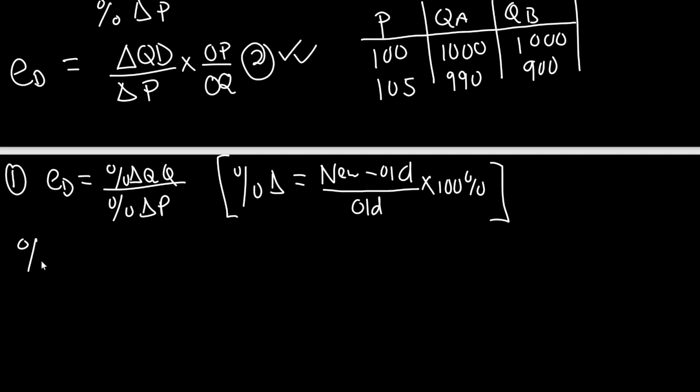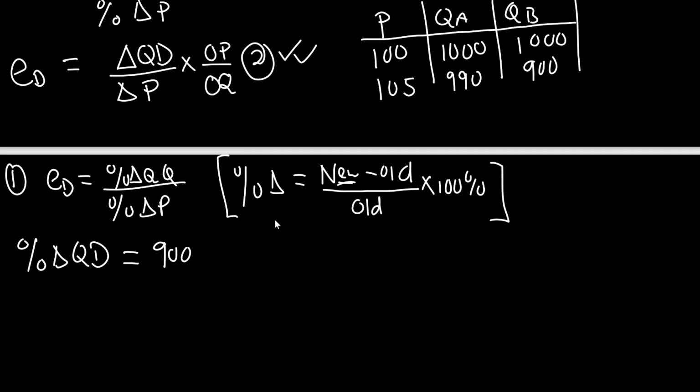What then is the percentage change in quantity demanded? We're going to take the new quantity. Our price has changed from 100 to 105. So let's do it for product B. You guys will try product A. For product B, the new value for the quantity is 900.